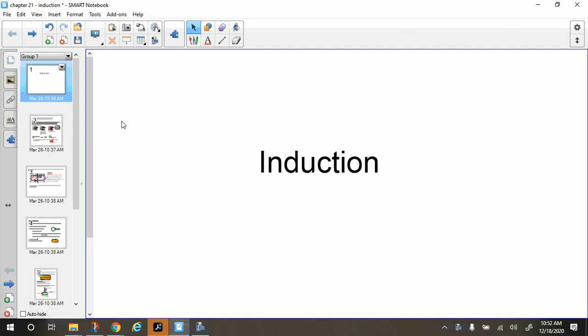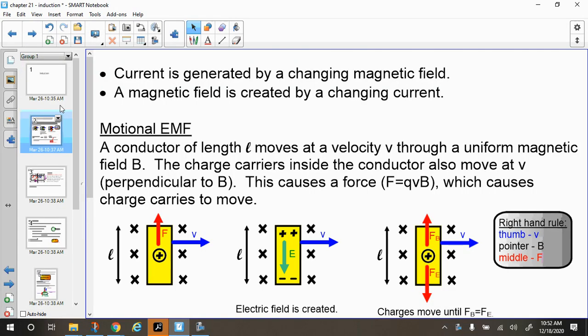In this lecture, we're going to talk about magnetic induction. So some important things to understand that we have already talked about. Current is generated by changing a magnetic field. So when we have a changing magnetic field, that will make electrons move. Also, a magnetic field is created by a changing current.